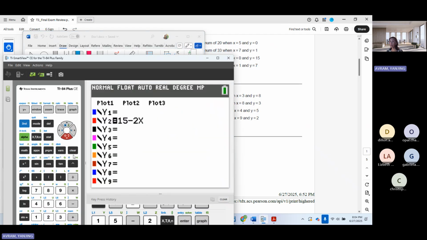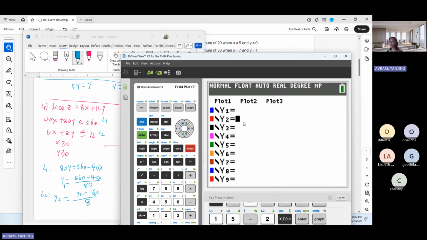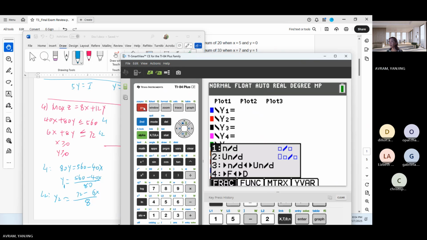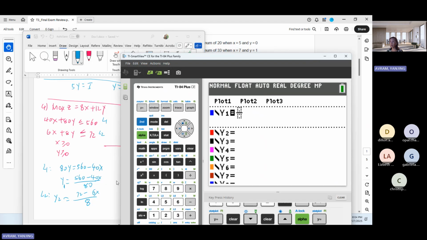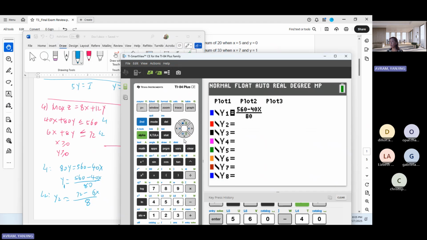Now we're going to graph this one right here, right? So if I go to my first one right here, I can do my vertical one. If I do this vertical one, I don't have to use parentheses. 560 minus 40x, and then divided by 80. The second one, if I don't have this vertical one, now I need a parenthesis, right? 72 minus 6x, and then divided by 8.